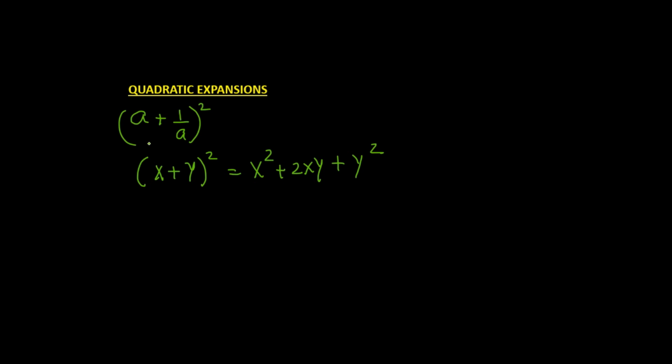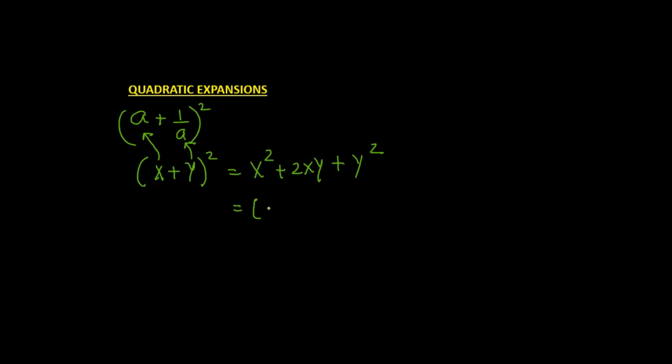Now, what if we have to expand, say, (a + 1/a) whole square? What is the identity we have learned? The identity which we have learned is (x + y) whole square is x square plus 2xy plus y square. What is our x here then? a. What is our y here? 1 by a. Let us substitute the value here.